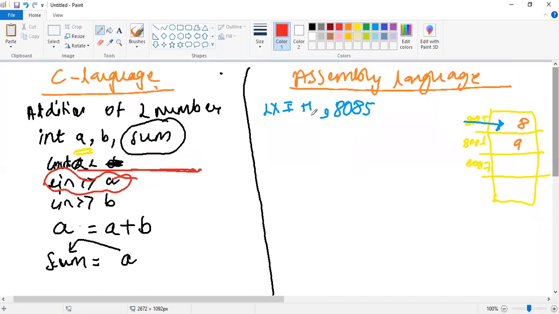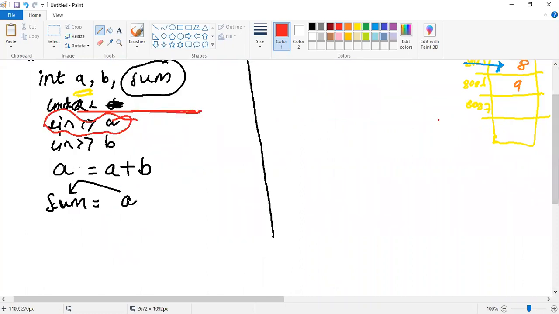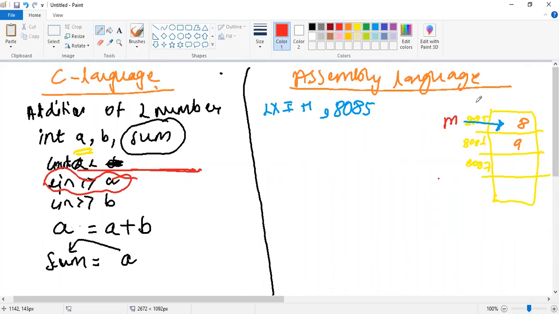When we write LXI H 8085, it means you will point here with your M. So your M will contain 8, which means this content will be copied here. Now you are moving A to M. Your A will contain 8, because your M is containing 8.